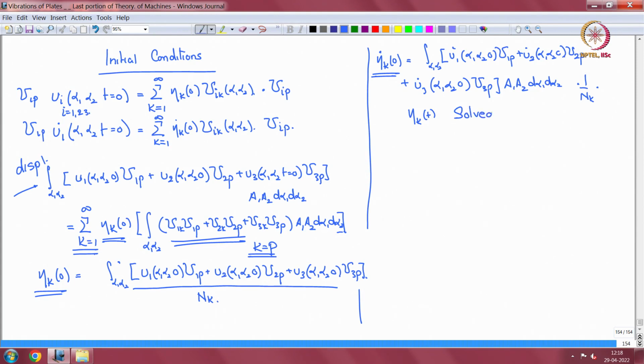eta k is solved. Then what happens? My ui was sigma over k eta k uik alpha 1 alpha 2, solved. Okay, that is the procedure.